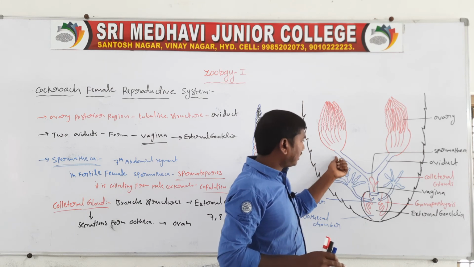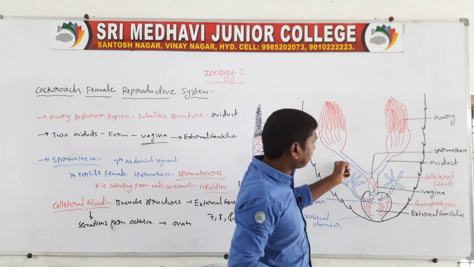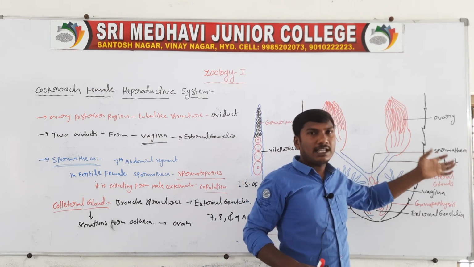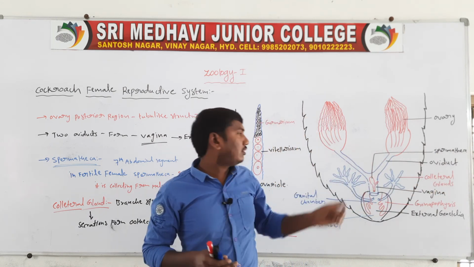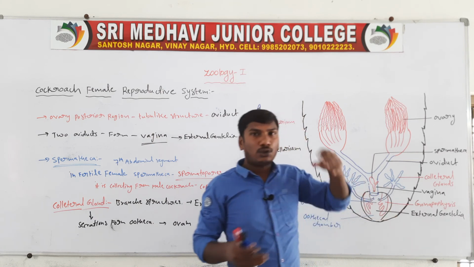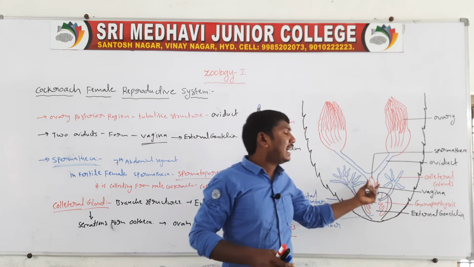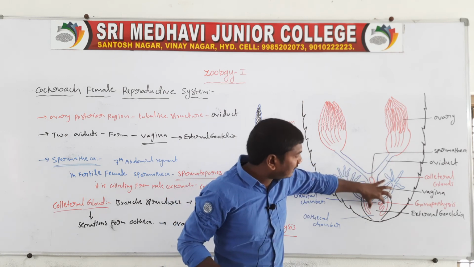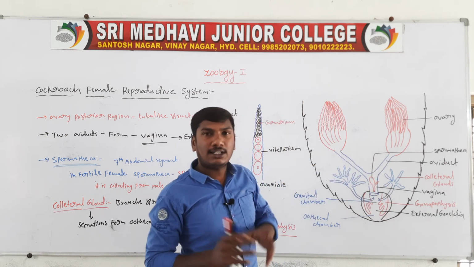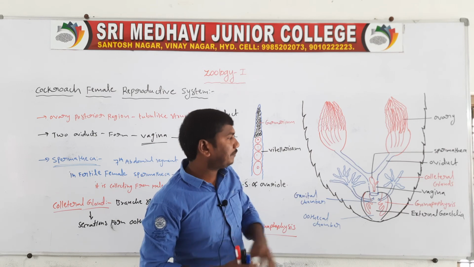The posterior region of the ovary continues into a duct, and these tube-like structures are called oviducts. The two oviducts open into the vagina, which opens into the external genitalia.